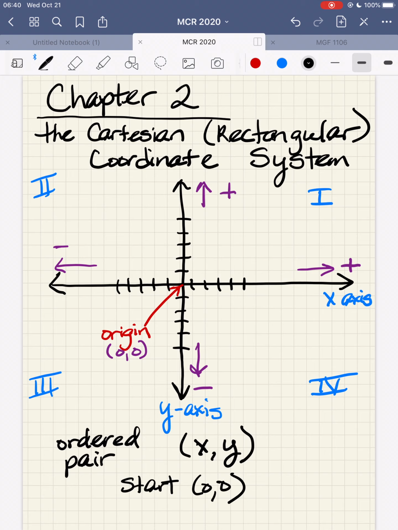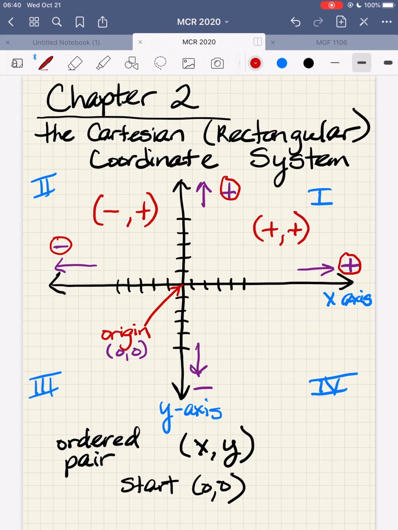All right. So basically what's going to happen is each quadrant is going to represent certain ordered pairs. All right. So if I look at quadrant 1, I see that all my x values are positive and all my y values are positive. So any ordered pair in quadrant 1 is going to contain two positive numbers. If I look at quadrant 2, I see my y is positive, my x is negative. So any ordered pair is going to have a negative x value and a positive y value. And it's going to be in quadrant 2.